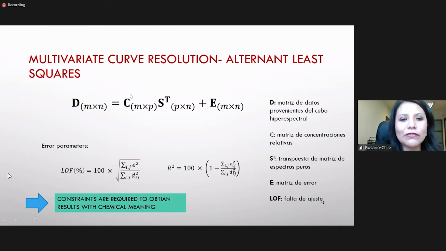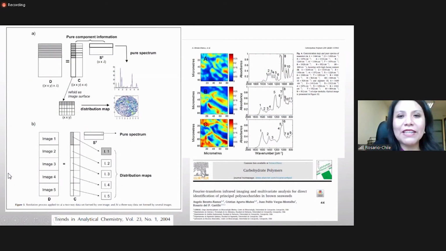Because a combination of C and S has a lot of mathematically good solutions, this problem is known as rotational ambiguity. So we need to solve this ambiguity using constraints, okay? Then we can estimate some error parameters that I will not talk about, because they are only the relation of this error regarding the original matrix. I need to obtain a very low lack of fit and a very high coefficient of regression.